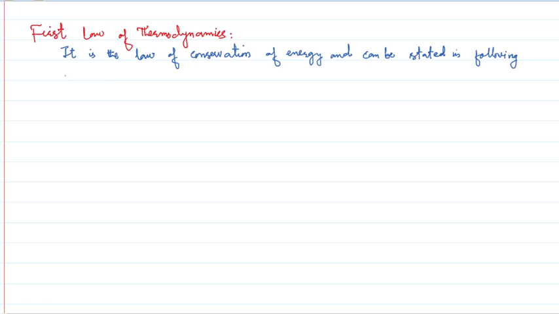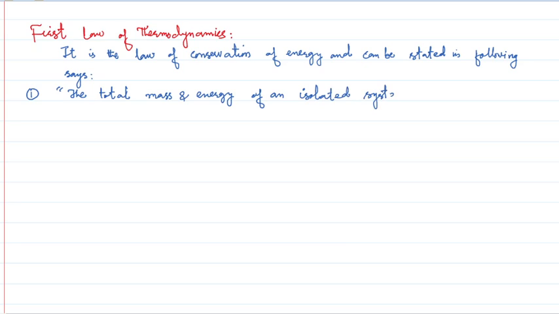That means this law can be stated in various ways. First one, we will take the statement that the total mass and energy, very important, mass and energy of an isolated system remains constant or conserved.